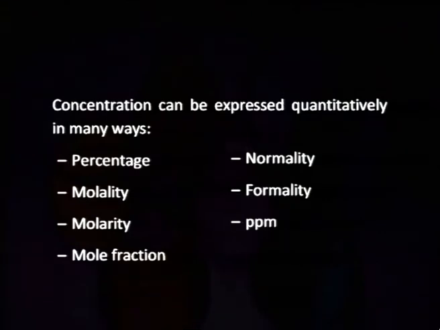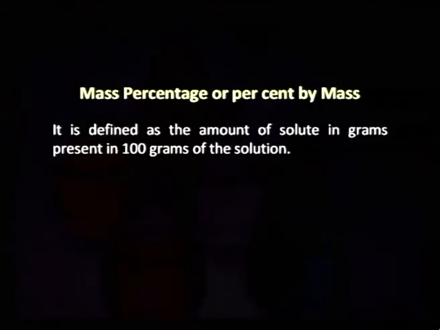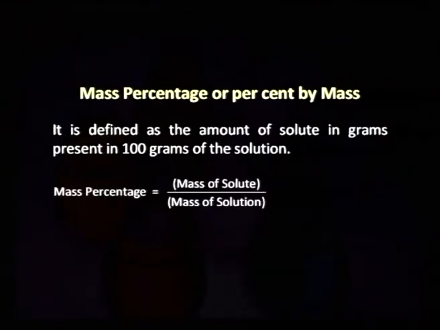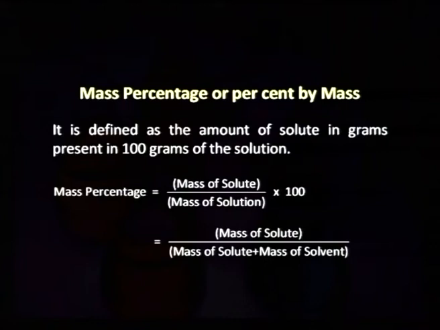What is mass percent or percent by mass? It is defined as the amount of solute in grams present in 100 grams of solution. Mass percent will be equal to mass of solute upon mass of solution multiplied by 100, or you can say that mass of solute upon mass of solute plus mass of solvent, that is mass of solution, multiplied by 100.